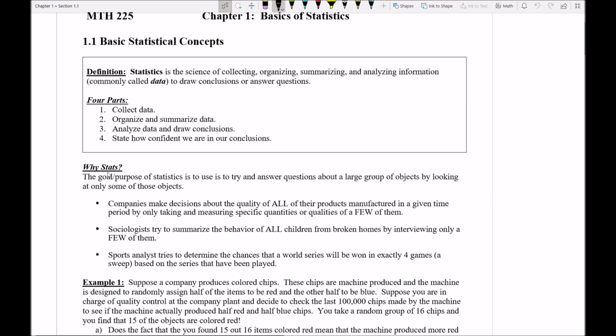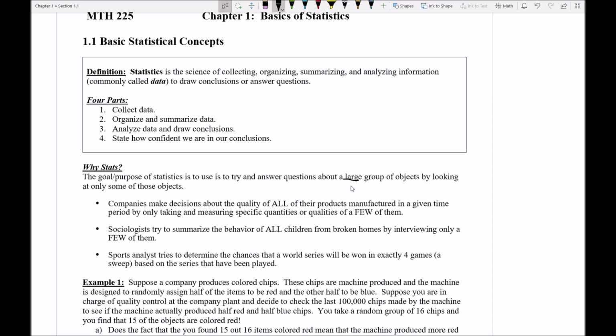So, as I state down here, why stats? Like, what's really the purpose of being in this course? What's our goal? Well, the goal or the purpose of statistics is ultimately to try to answer questions about large groups of objects, whether these are actual items that I could pick off the shelf at a store, maybe these are large groups of people that I want to know something about. And the goal is to ask really big questions about, ultimately, a really large group of individuals.